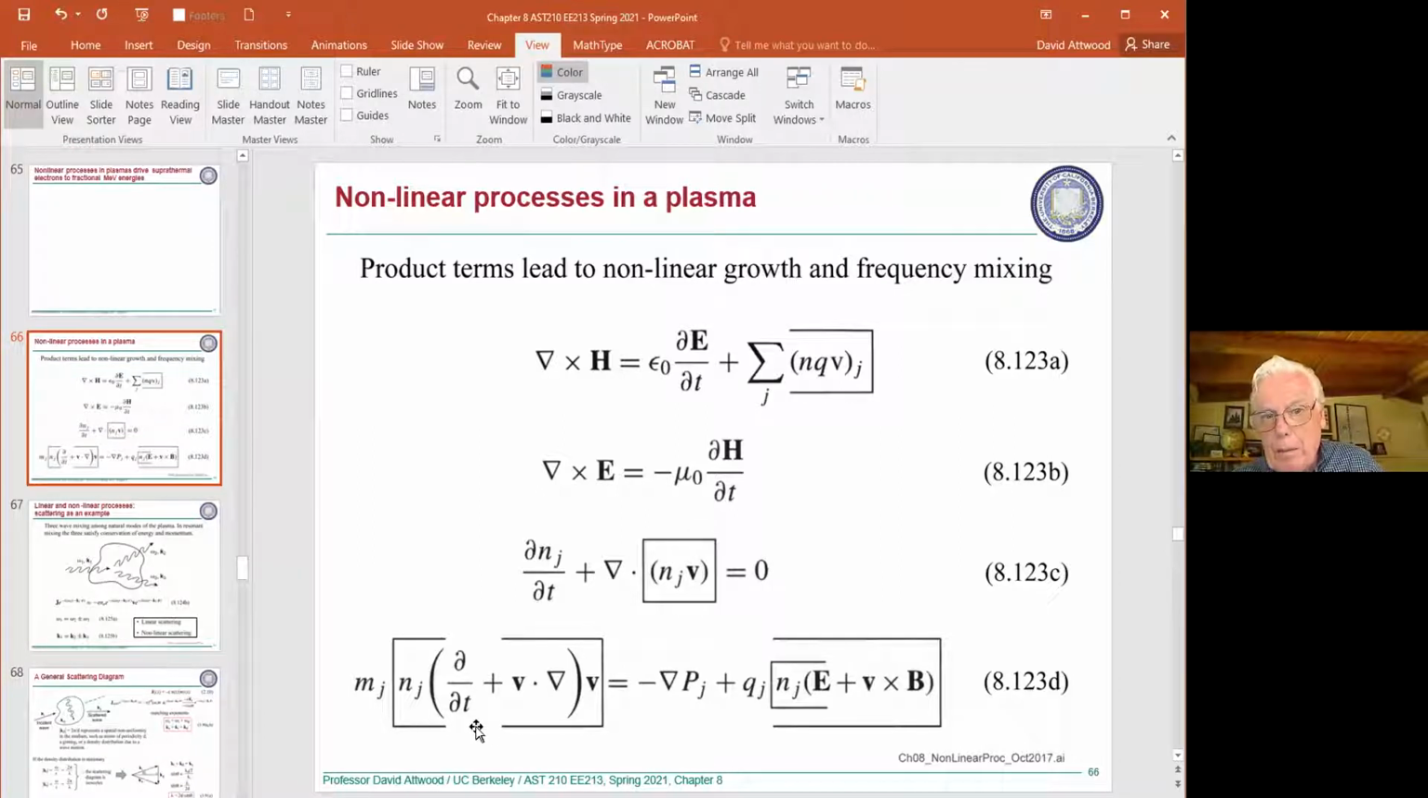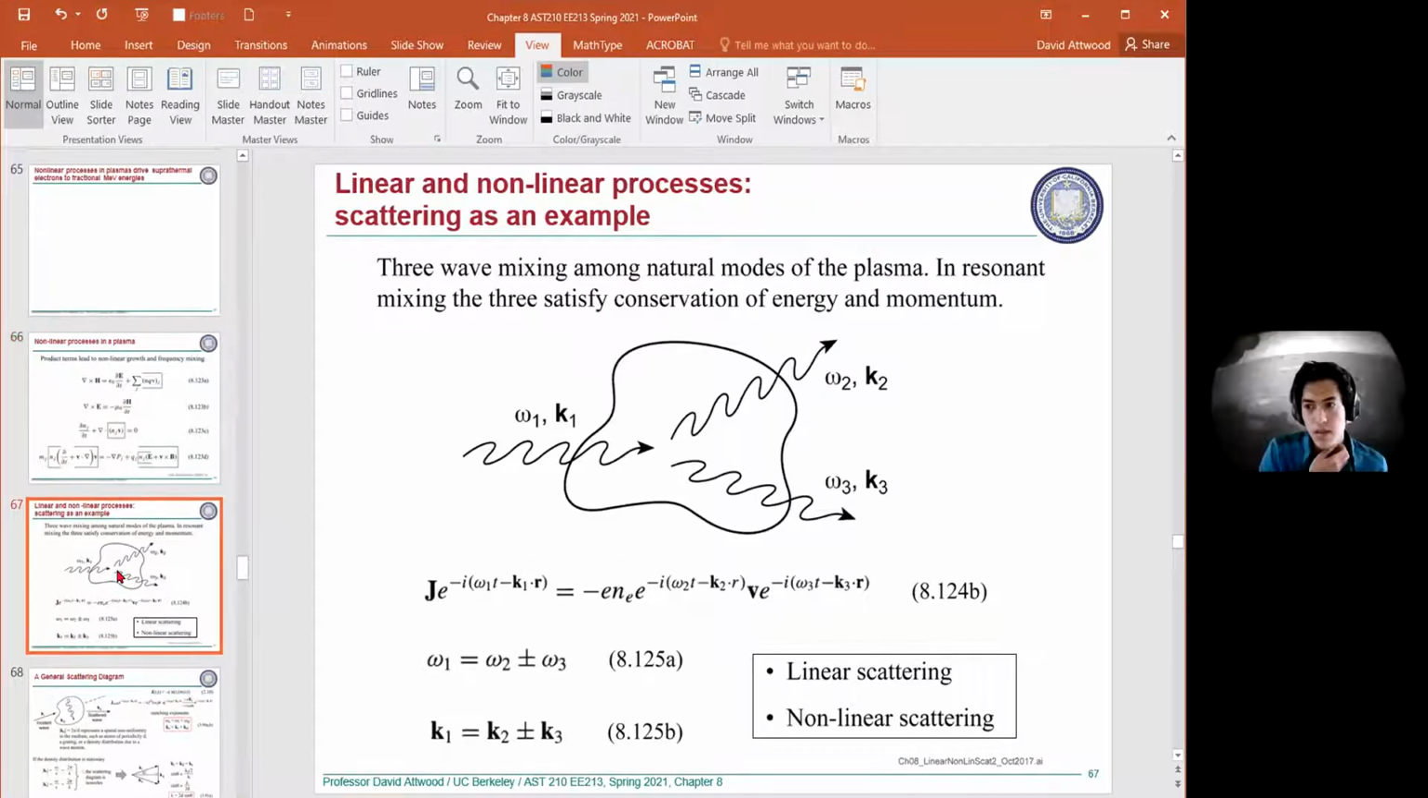Okay, and in the momentum equation, you've got lots of nonlinearity. So here there's a V dot grad V term in the substantial derivative. And then in the Lorentz force term, you have N times E, so there's a product, and then you have N times V again. So these are where some of these nonlinearities are going to arise.